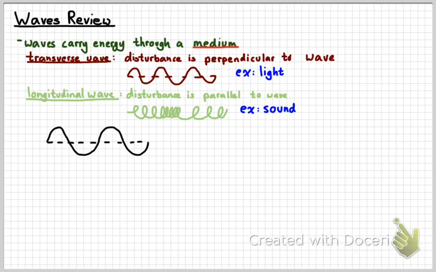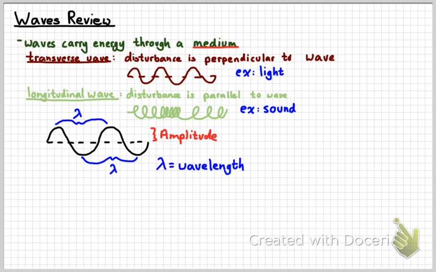The parts of a wave that we need to remember: the height from equilibrium is the amplitude, and the distance between two crests or two troughs or any two points on the wave that repeat is the wavelength. The amplitude depends on the energy used to create the wave. So in your lab you change the amplitude by shaking the spring harder.